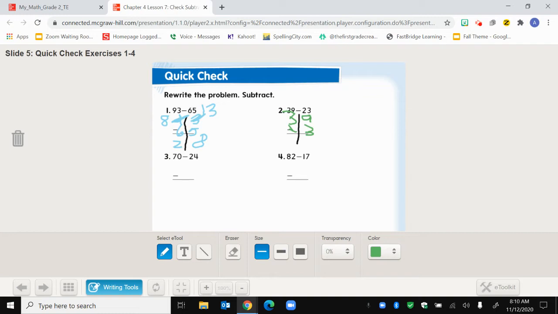So 9 minus 3. Can I do 9 minus 3? Yes, I can, right? Because 9 is bigger. So if I hold up 9 fingers and I take 3 away, I would have 6 left.